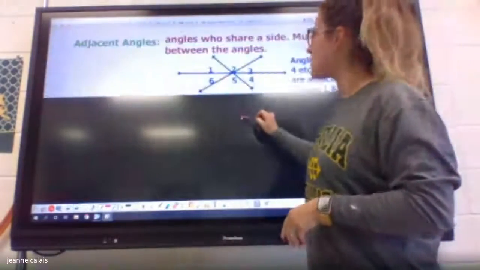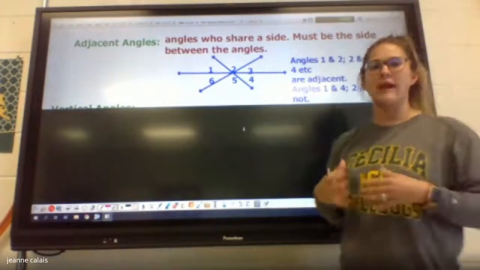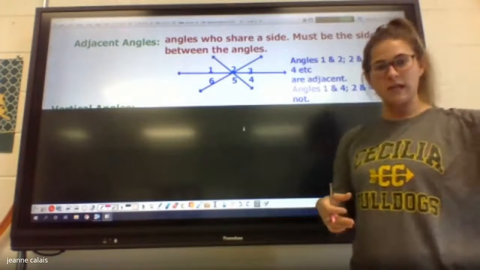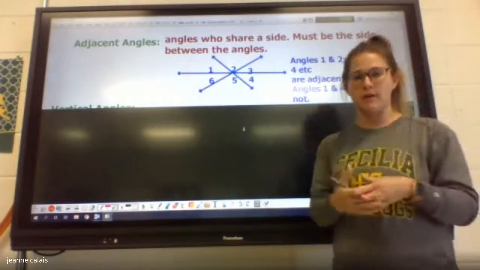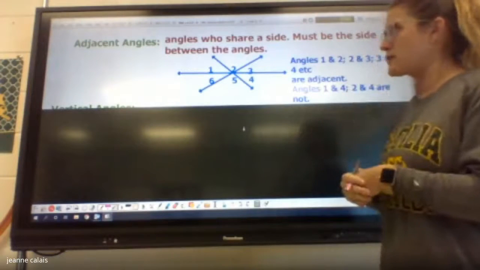Okay, so let's first talk about adjacent angles. Adjacent angles are angles that share a common side. Like my classroom is adjacent to Ms. Blanchard's classroom because we share a common wall. So adjacent angles are those angles that share a common side.